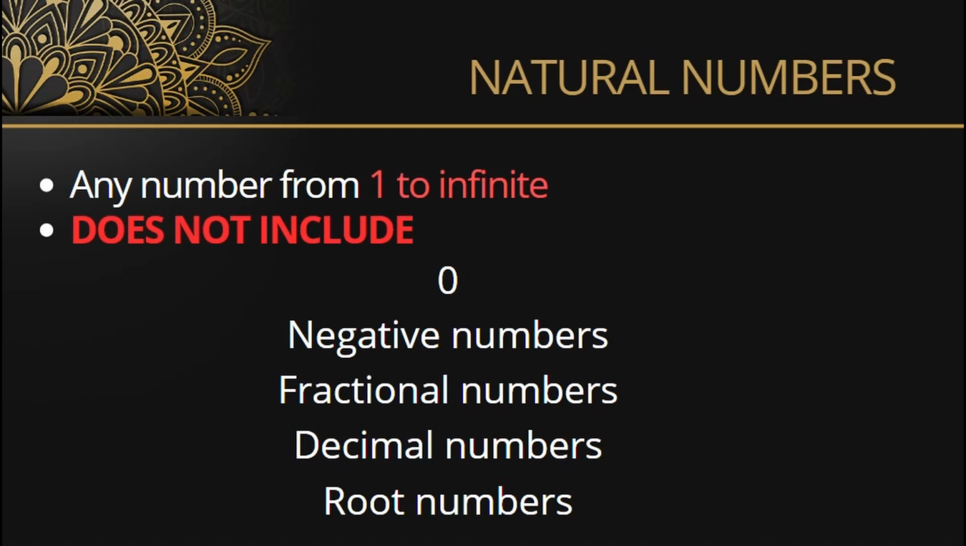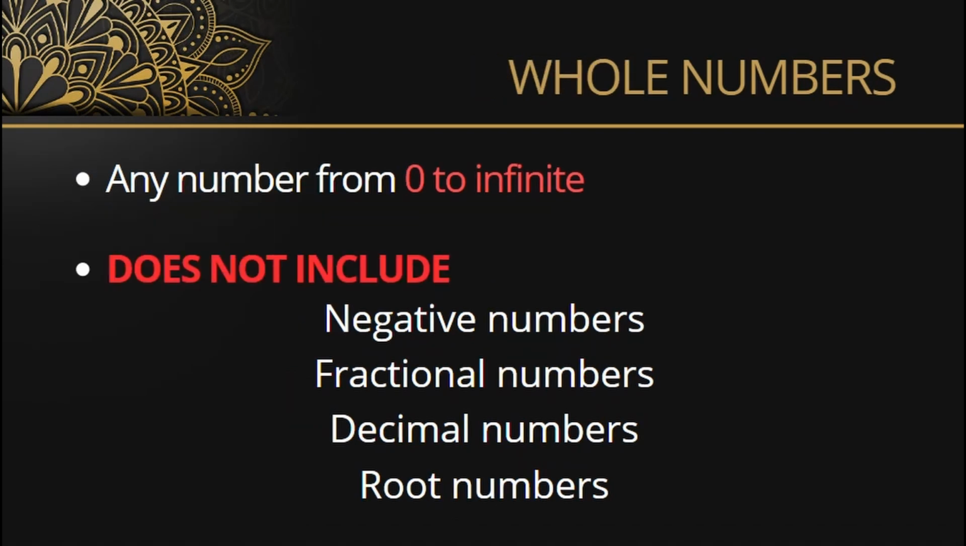First, let us see what are natural numbers. It includes any number from 1 to infinite. It does not include 0, negative numbers, fractional numbers, decimal numbers, and root numbers. Example: 1, 2, 3, 4, and it goes up to infinite.